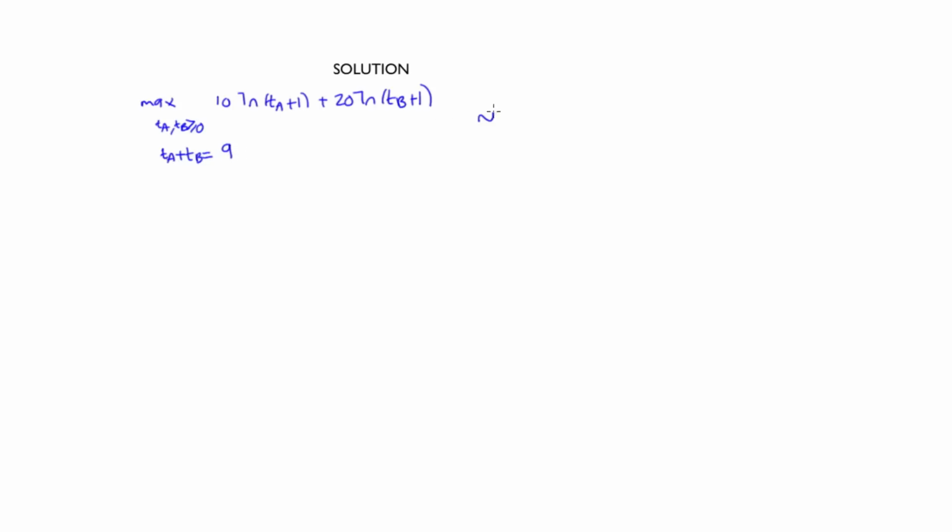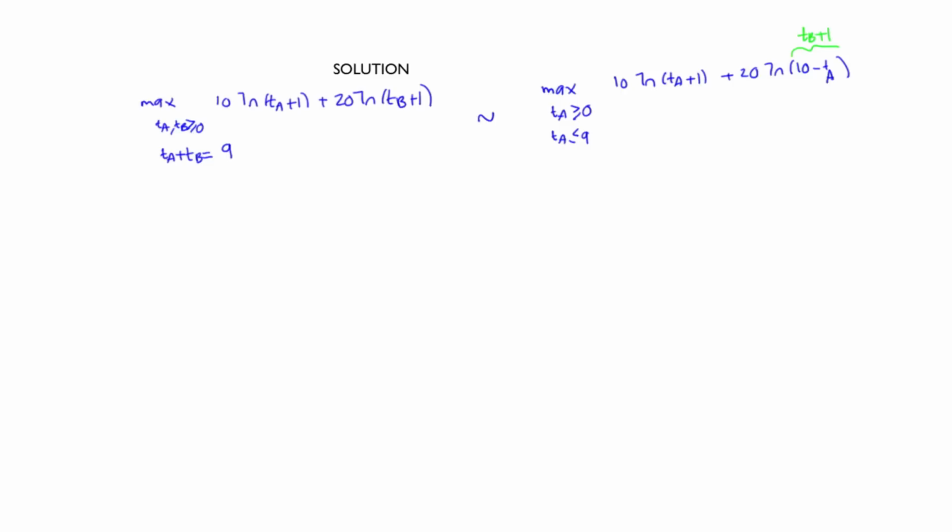Using the same tricks as before, we can rewrite this problem as: maximize over TA greater or equal than 0 and TA less or equal than 9, 10 logarithm of TA plus 1 plus 20 logarithm of 10 minus TA. It should be obvious that all we have done is use the equality constraint to substitute for the value of TB. There is a typo here: this is TB plus 1 as a function of TA.